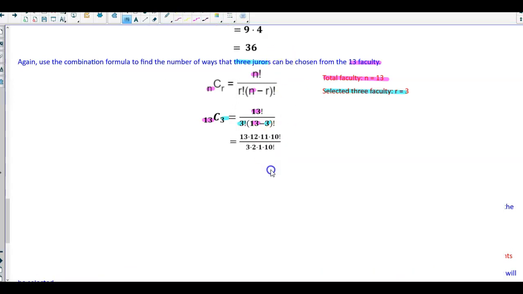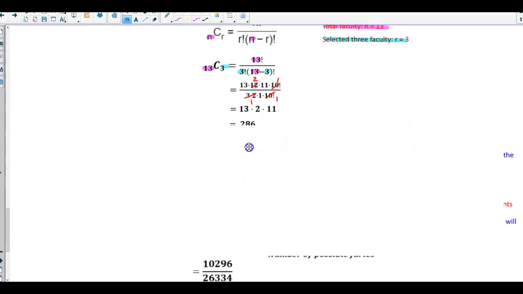Okay, so by simplifying, we know that 13 minus 3 is 10, so that's 10 factorial, which tells us our numerator just needs to go to 10 factorial. So we can simplify those to 1. And then 3 factorial is 3 times 2 times 1. Well, 3 times 2 is 6, and 6 goes into 12 2 times. So therefore, we have 13 times 2 times 11, which gives us 286.